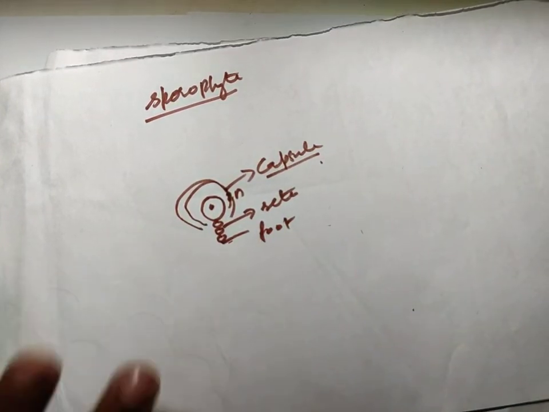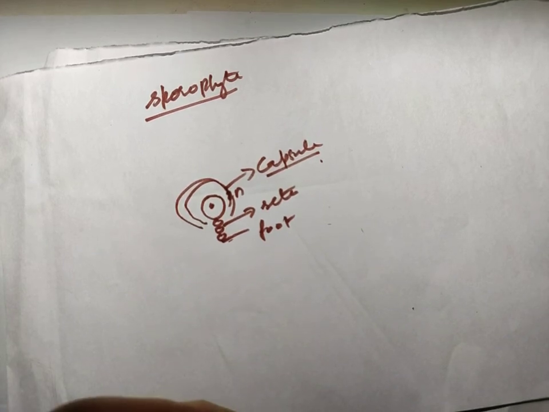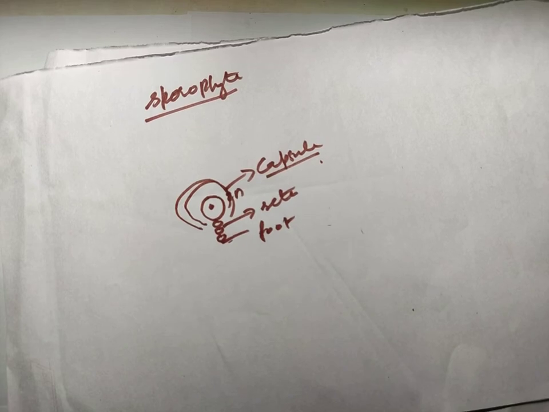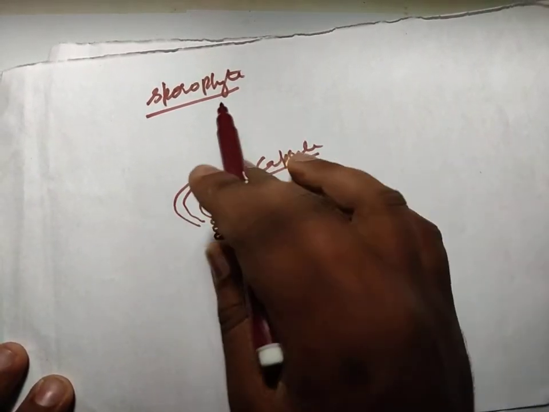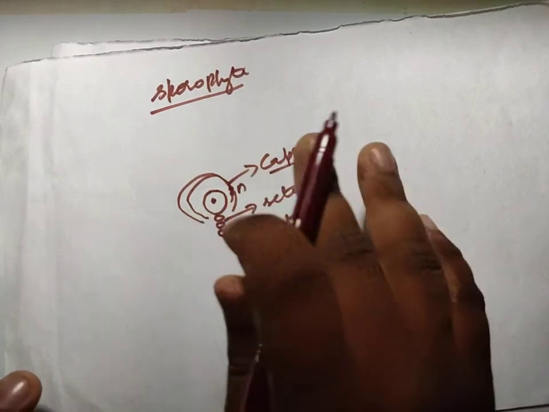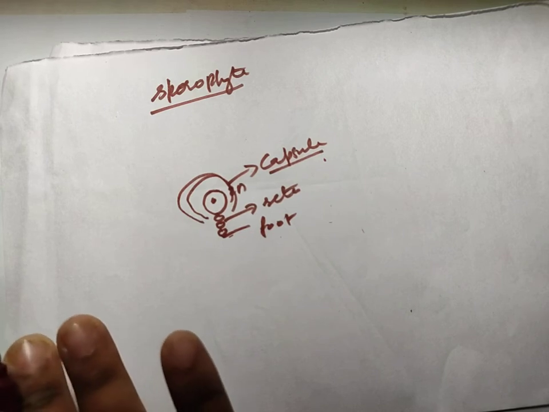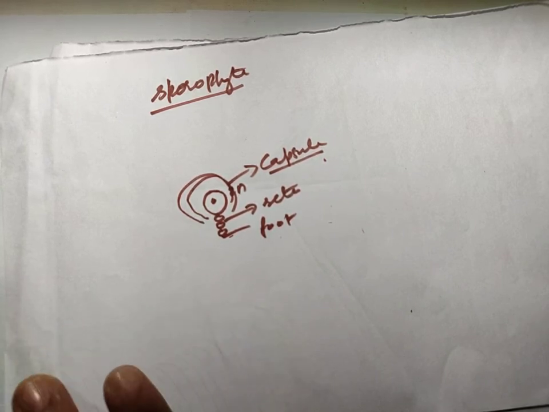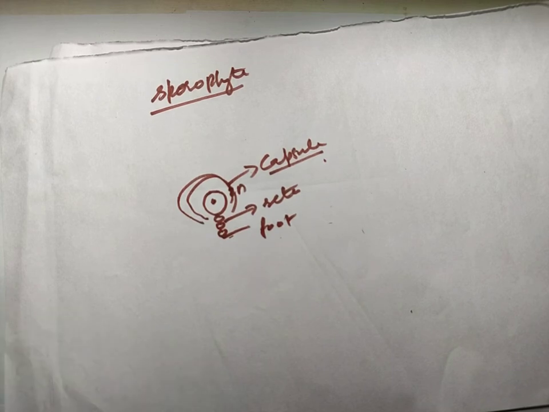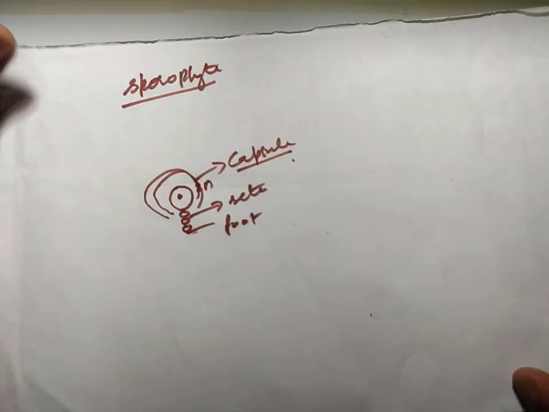So this is foot, seta, capsule. These are the three parts of the sporophyte. As I am discussing only NCERT, that is 11th standard biology, I have not gone into details with the NEET aspect and all those things. If you want, you can comment in the comment box so that I can understand what your needs are.